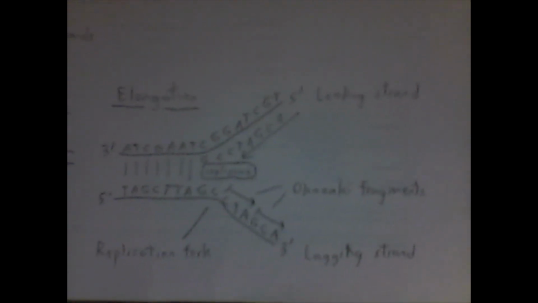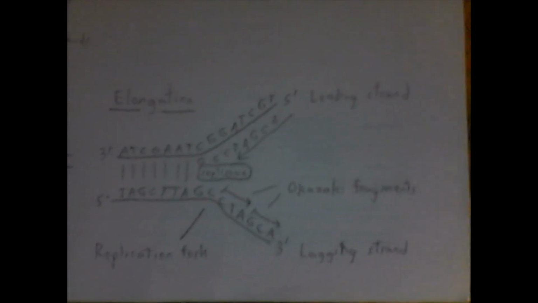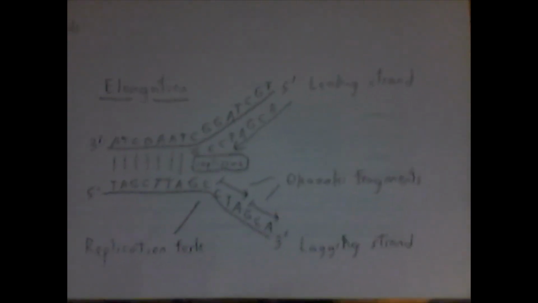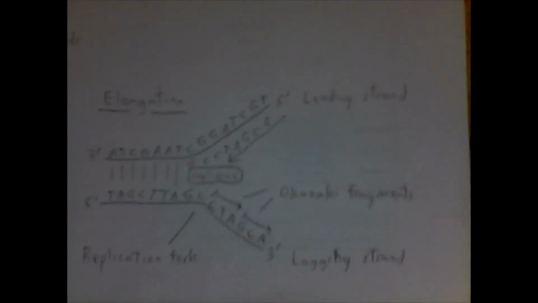Wherever there's an A in the original strand, you put a T in the new one, and vice versa. Wherever there is a G in the original strand, you put a C in the new one, and vice versa. So look at my upper strand there. My replisome has been making its way along the leading strand in the 5' to 3' direction.